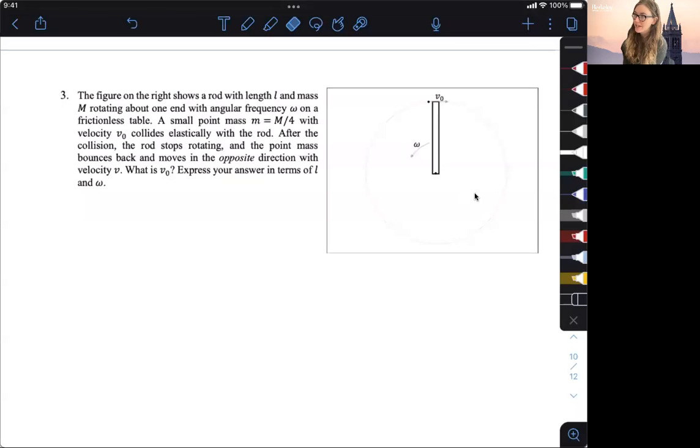Okay, so this is a good combination problem because we're dealing with conservation of momentum and kinetic energy.